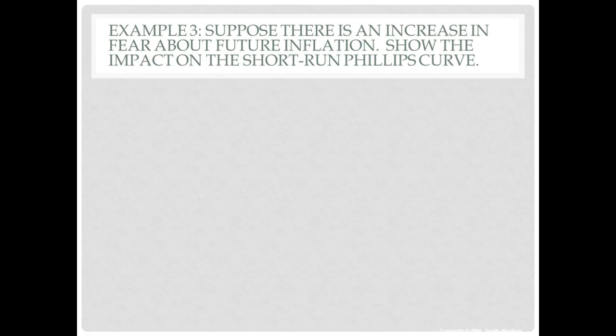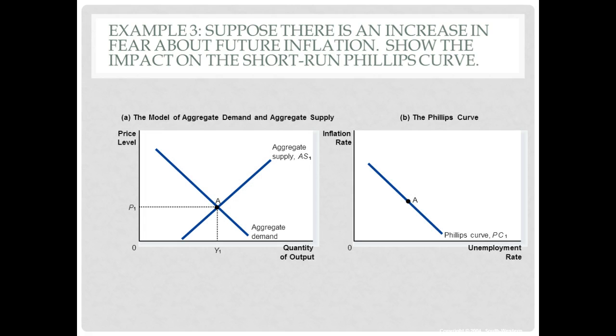Okay, so we're talking about an increase in fear about future inflation. Well, what do we have here? Again, I draw in two curves here: our aggregate demand, aggregate supply graph on the left and the Phillips curve on the right, just like we've been doing. We've already labeled our P1 and our Y1, and we have a corresponding point A, and we'll draw in now here our corresponding point.